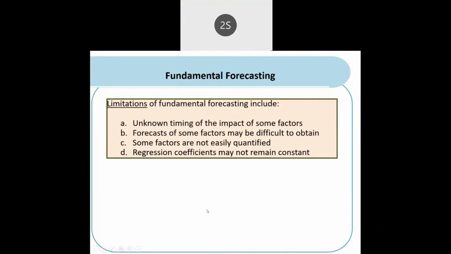Okay. So what are some limitations? Limitations of fundamental forecasting include the unknown timing of the impact of some factors. For example, political factors. If it is politically stable now, you won't know whether it's going to be stable in 2 years or 3 years' time. But most countries are like that, right? Some economic factors like inflation rate, purchasing power parity, and GDP also can be affected by natural calamities and all that. So it's difficult if you're forecasting for a long time, and certain factors you took in the model change over time.